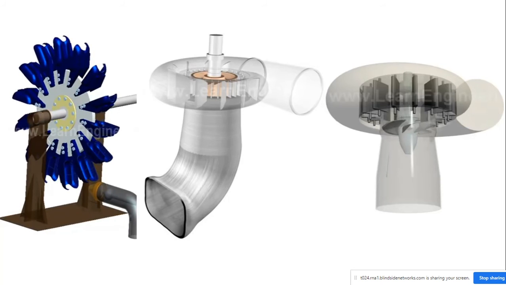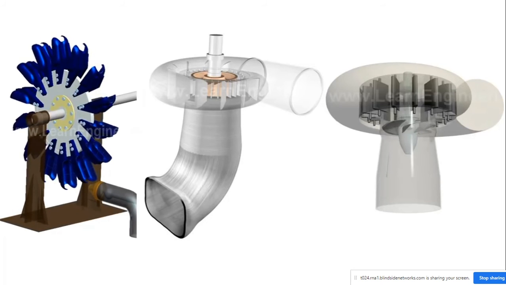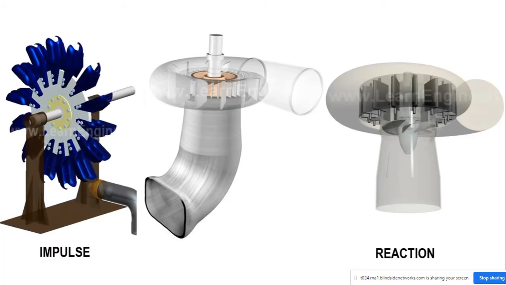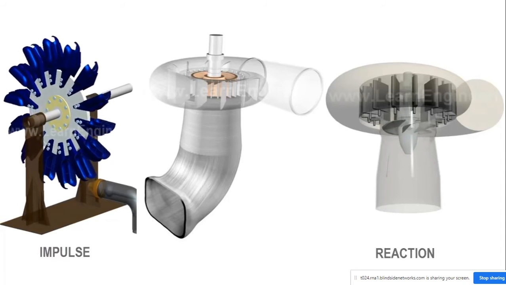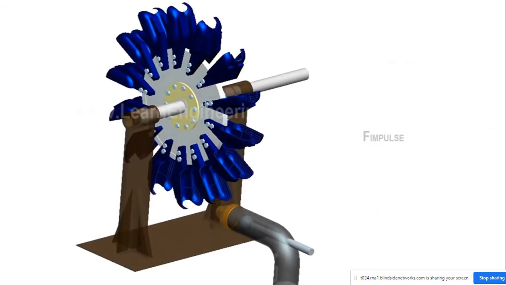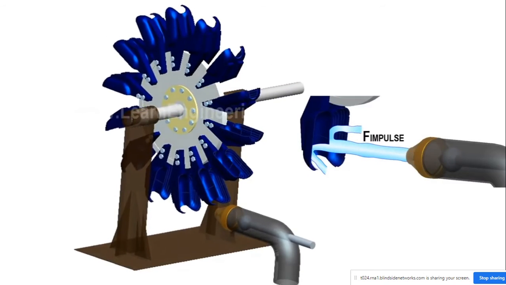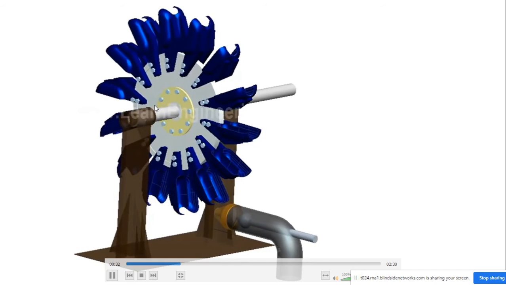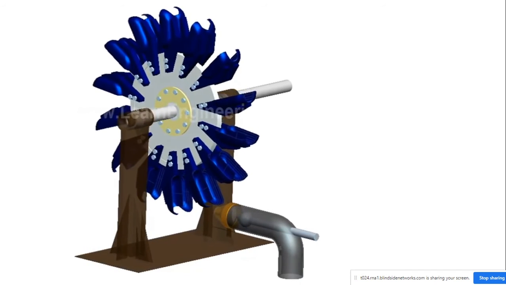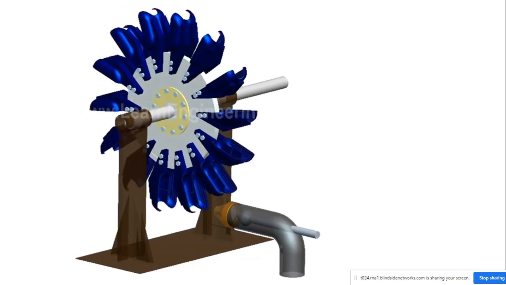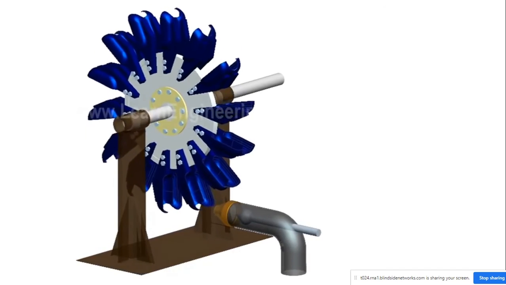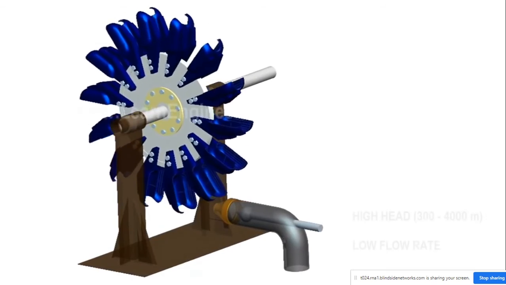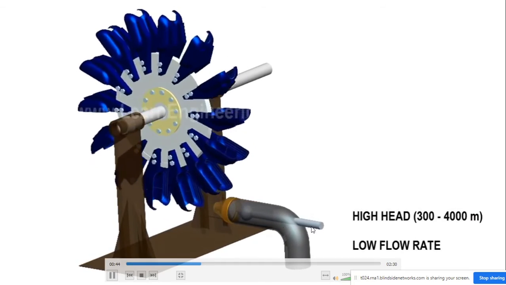When we move from Pelton to Kaplan, the force-producing mechanism changes from impulse to reaction. In Pelton, the pure impulse force of the water jet is responsible for rotation of the impeller. Water stored at high altitude can produce high impulse force due to its high velocity. So Pelton turbines are suitable for operation when water energy is available at high head and low flow rate.